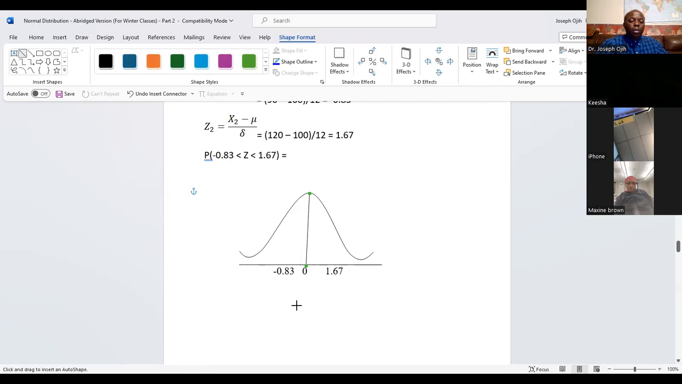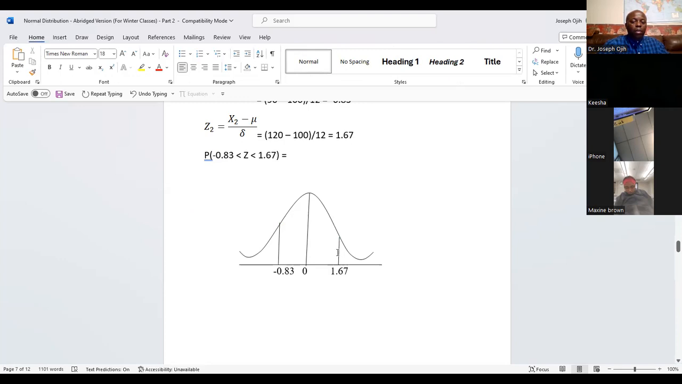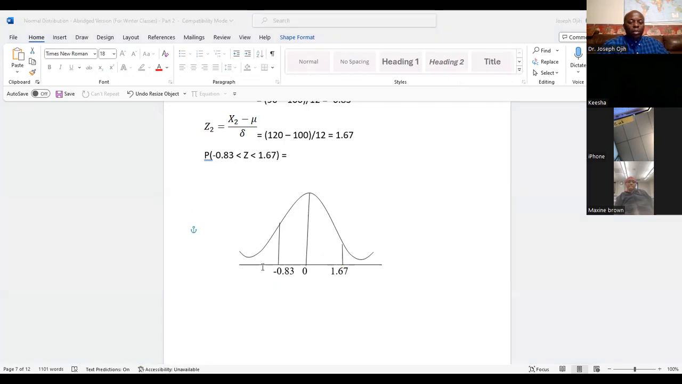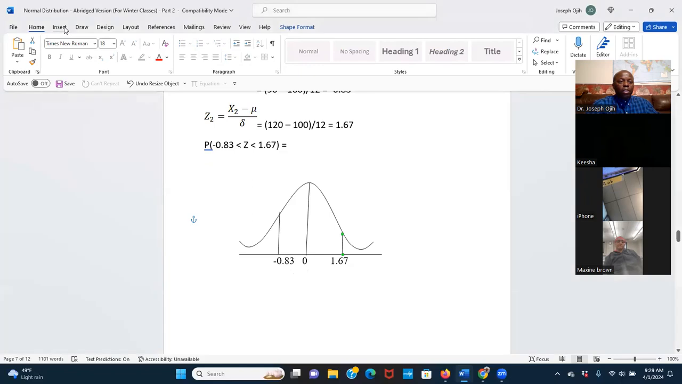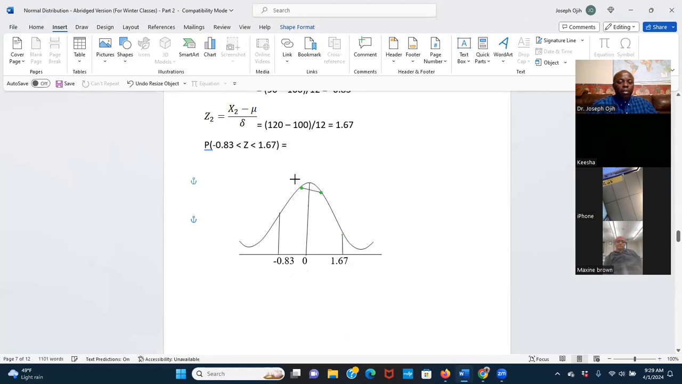So I'm gonna put the line for negative 0.83 and the line for 1.67. Okay, because this one's a little bit further down, so the line will be a little further down to show clearly. Now I say between them, between these two values. We're looking for the probability that they fall between these two values. That's what it means. So we're gonna shade the space between them.